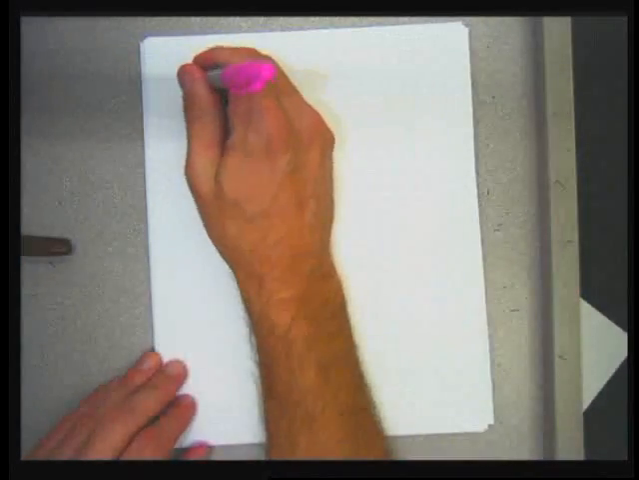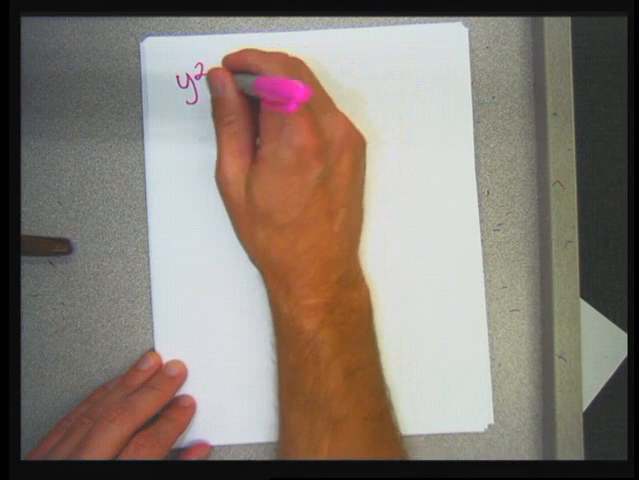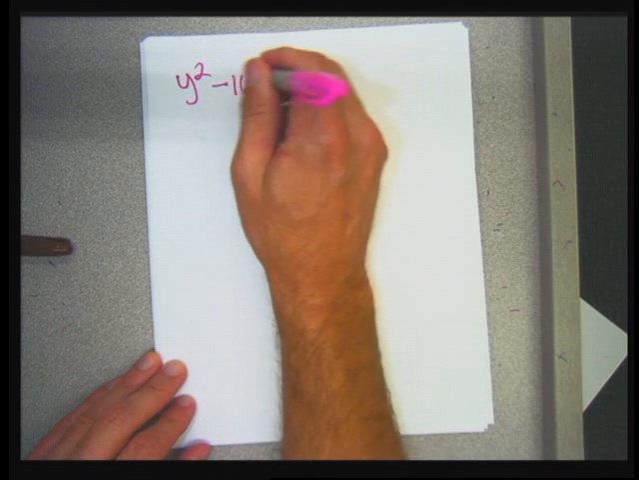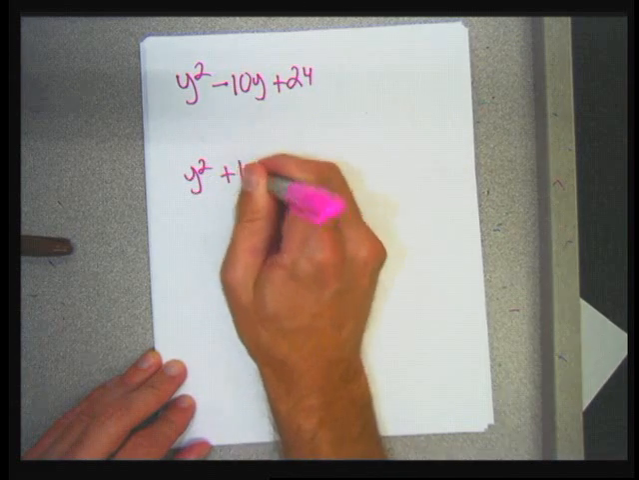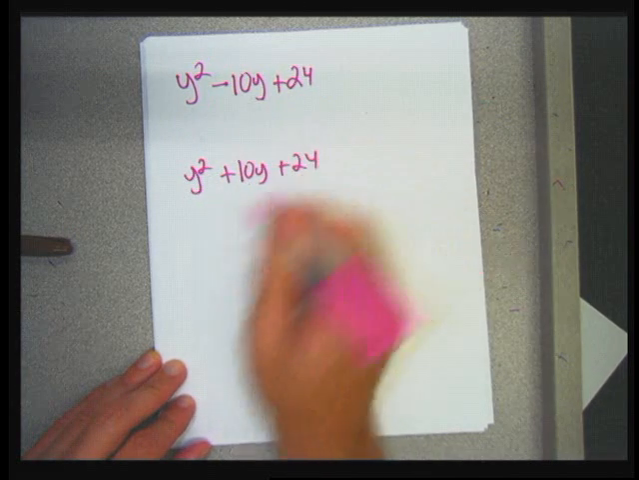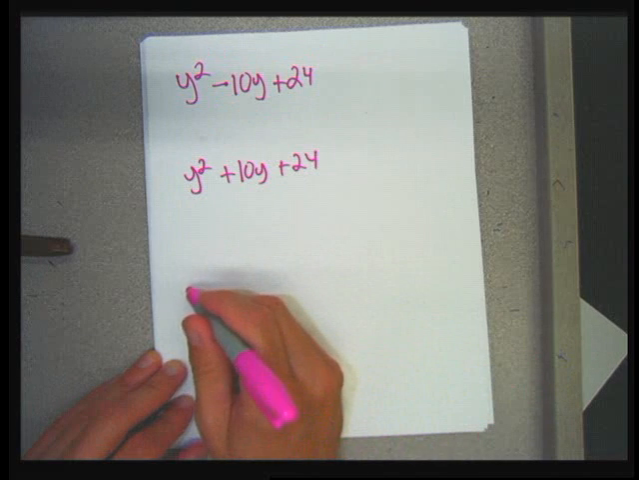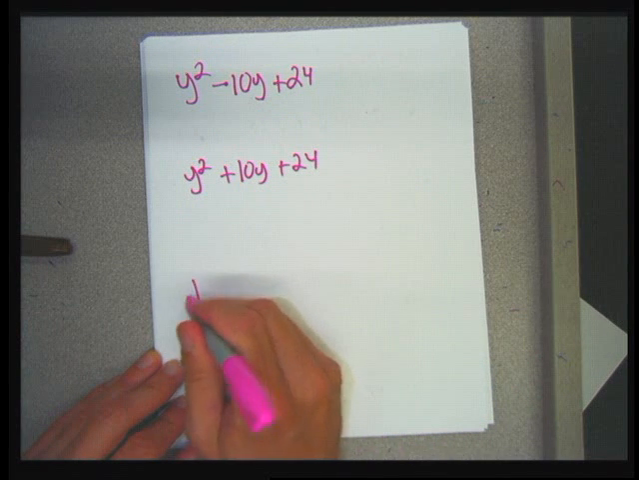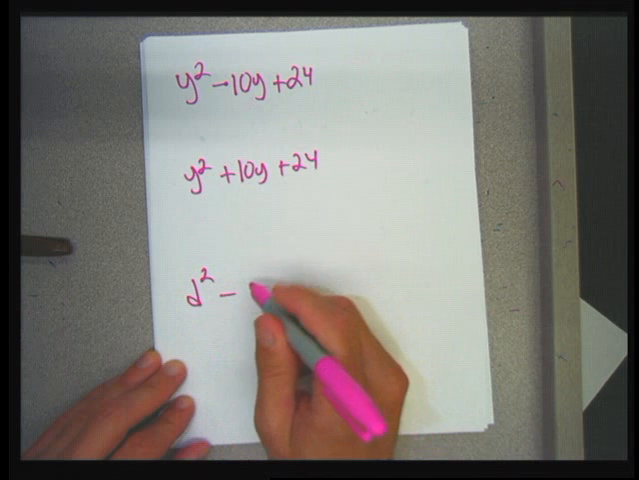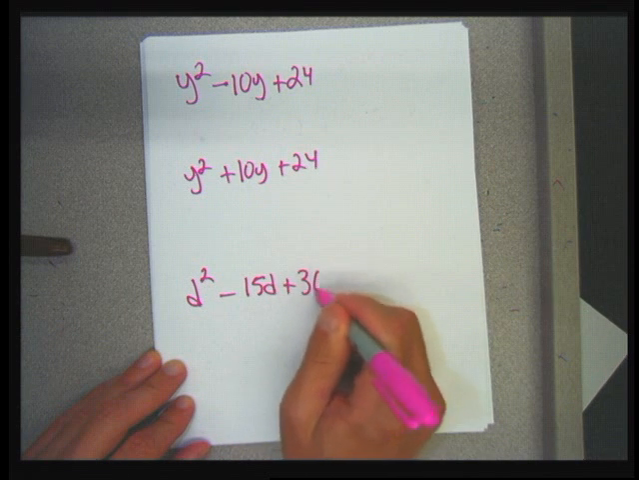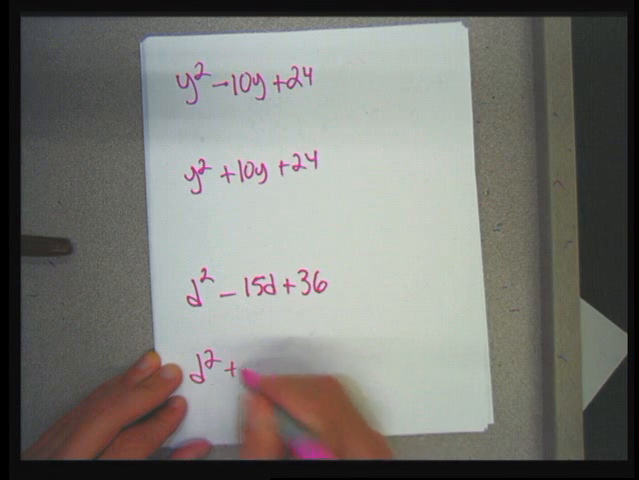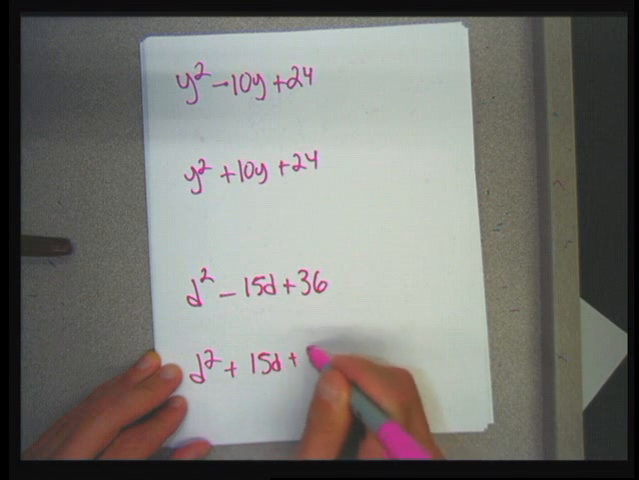How about this? I'll use y for a difference. y squared minus 10y plus 24. And then y squared plus 10y plus 24. And I'll do d squared minus 15d plus 36. And d squared plus 15d plus 36.